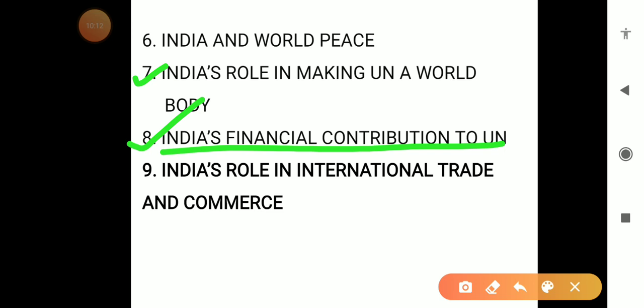Then India's role in international commerce and trade. On the international level, trade is very important for the development of a country. On the initiative of the UN, many programs to promote and develop international trade and commerce have been initiated, and India has been contributing to those programs very successfully. The second trade conference was held in New Delhi in 1968. So India is contributing in international trade and commerce also. So hopefully this point is clear to you. This is through the UN.